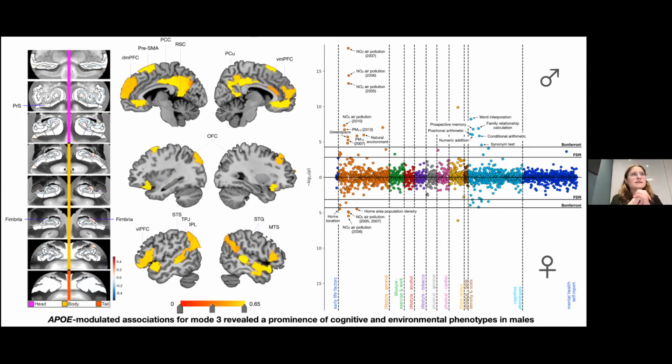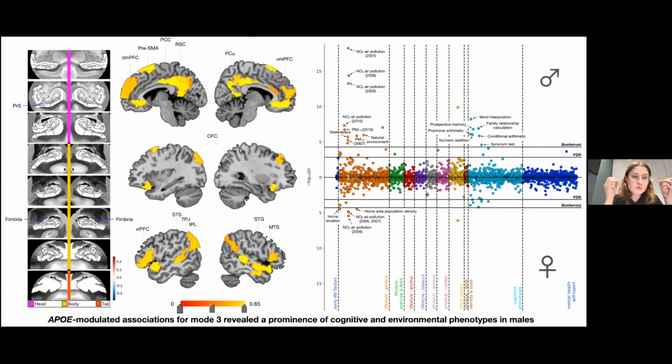Then I repeated the same analysis for all of the modes. Here I'm showing the top 3 modes with the most brain behavior associations. In this case, this is mode 3. In mode 3, we see that on the hippocampus side, the structural divergences are really more focalized. We see that it's in the fimbria and the presubiculum.